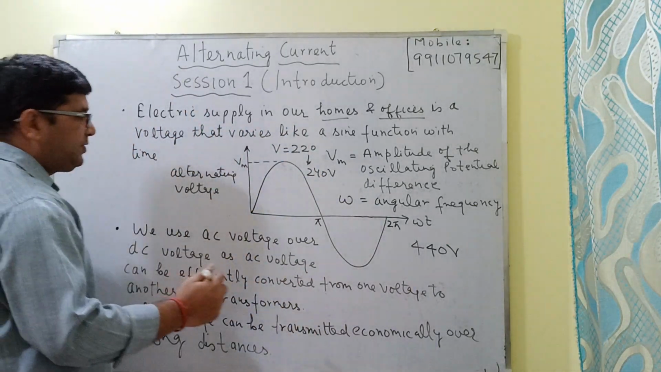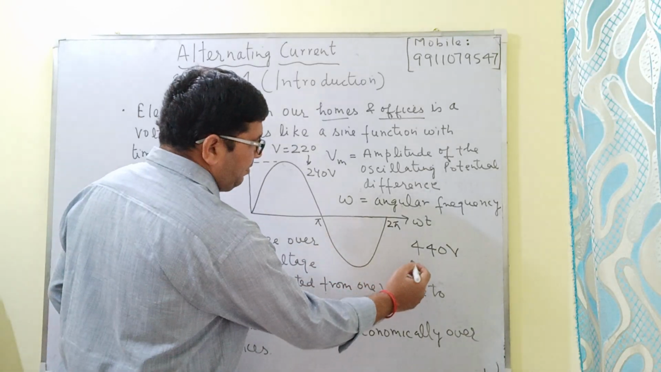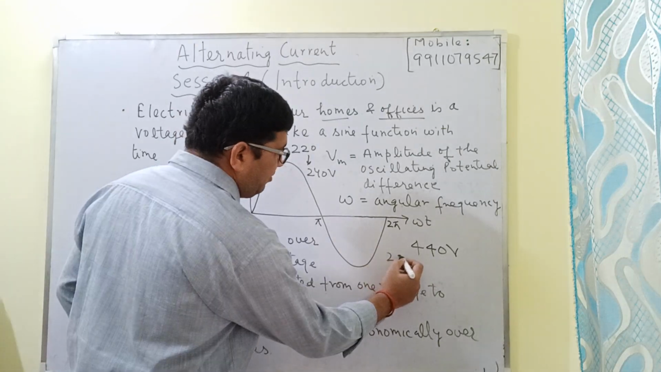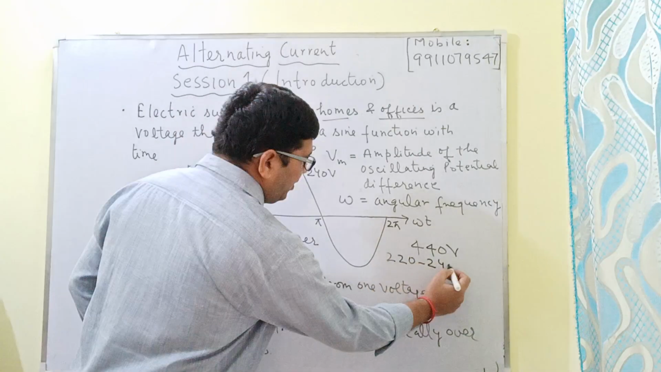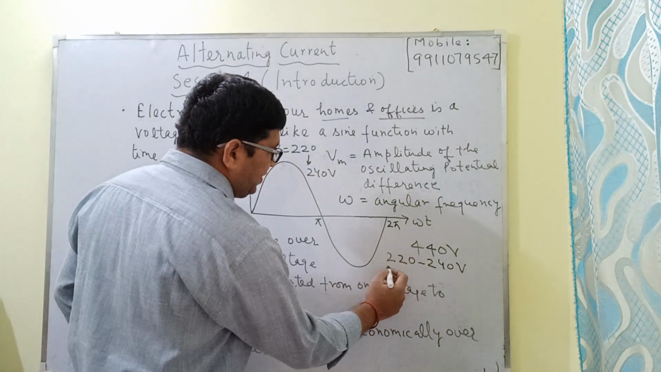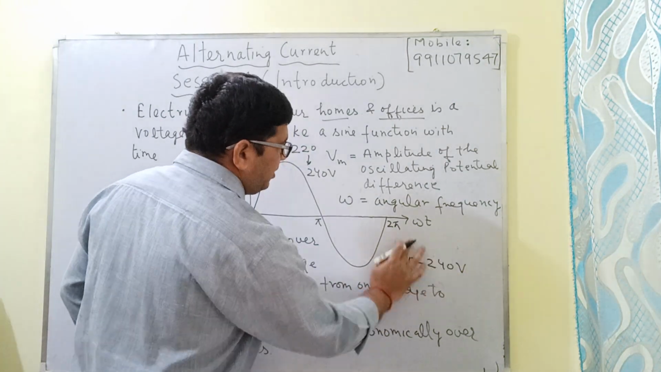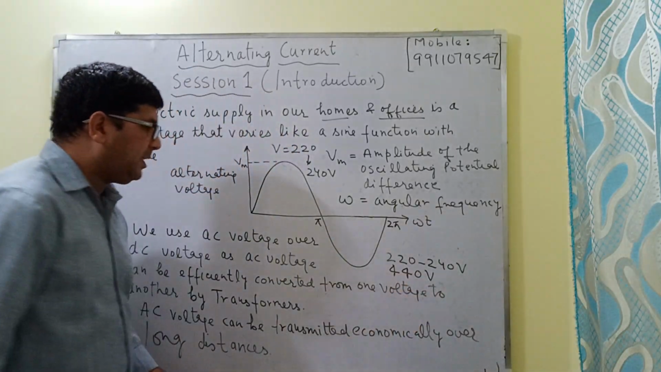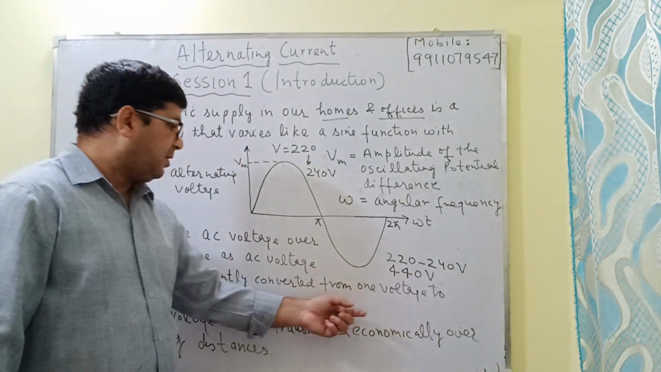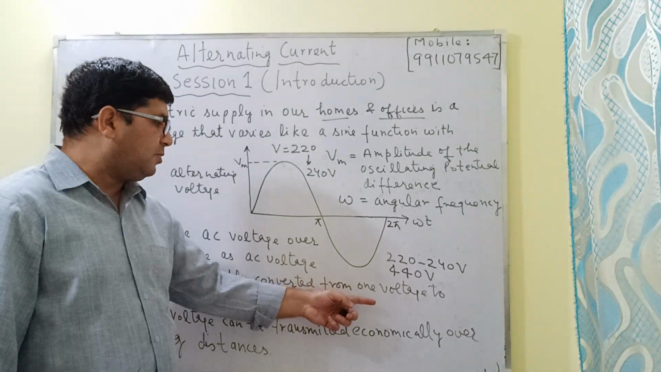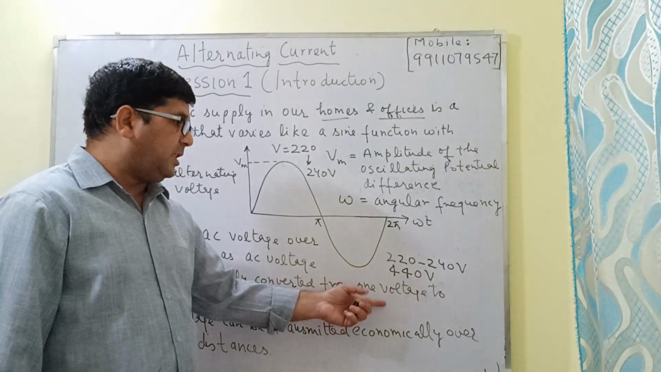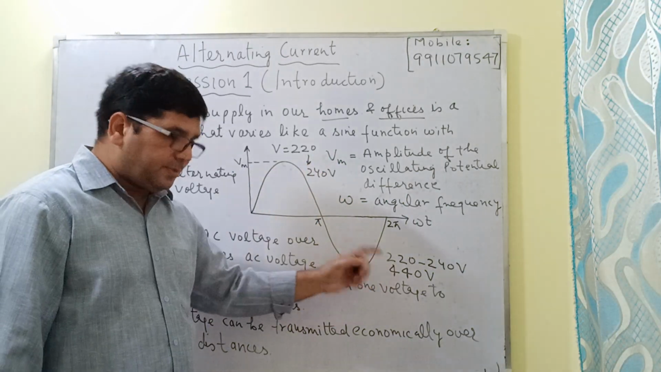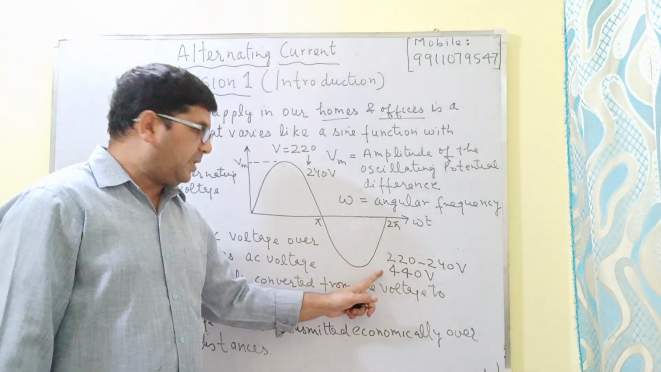Because in our homes and offices, we know that the electric supply is the single phase supply, which normally ranges from 220 to 240 volts, and the three-phase supply is normally 440 volts. So in order to get these voltages, we use transformers to step down the higher voltages which we are getting from the power plants to this voltage range.